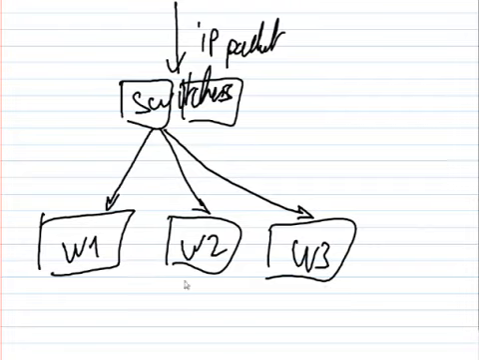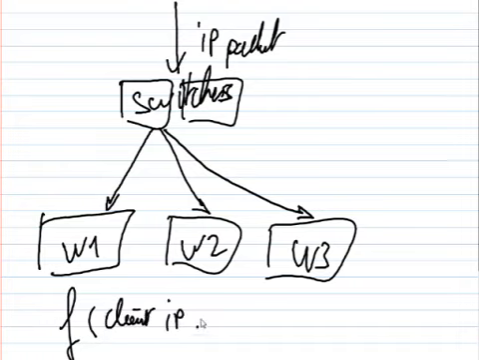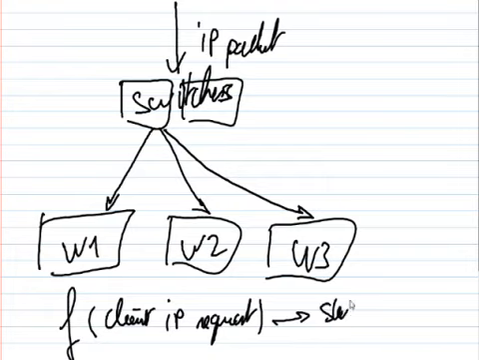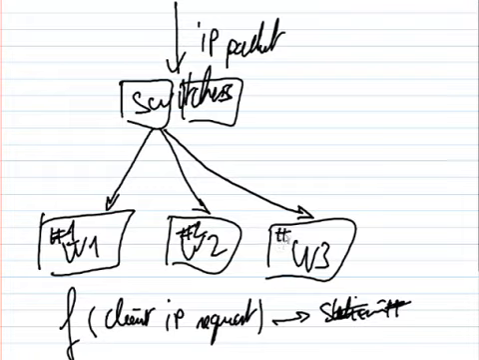But the three servers apply a calculation, which is a function that gets the client IP request and that will return a station number. So let's say in the web farm that this station is number 1, this one is number 2, and this one is number 3.